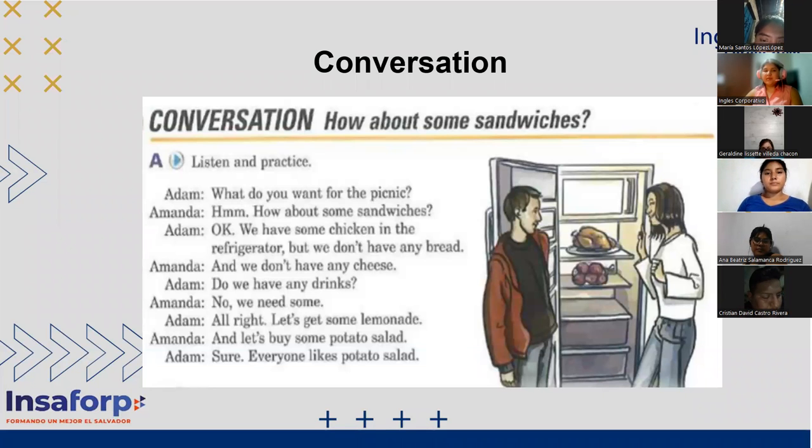Sandwiches. Okay. Sandwiches, plural, okay? Sandwiches. Okay, refrigerator, okay? Refrigerator. Okay, try to repeat the difficult words that you consider difficult for you. Try to repeat them, okay? Who else wants to participate? Vi otras manitas ahí que querían participar.